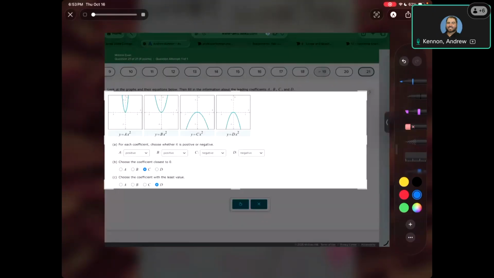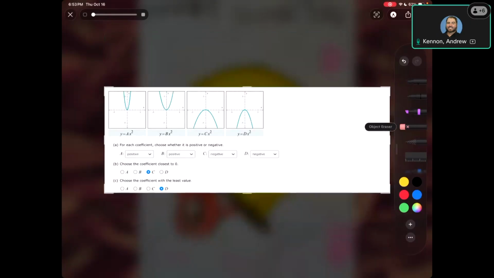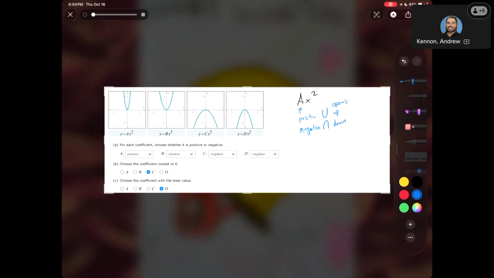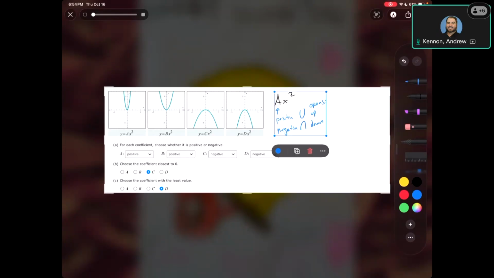All right, so let's go over the rules here. What you're looking at here is a coefficient. The rule is: positive, it opens up; negative, it opens down. That's the first thing. That's part A. Part B and part C have to do with how big that number is.